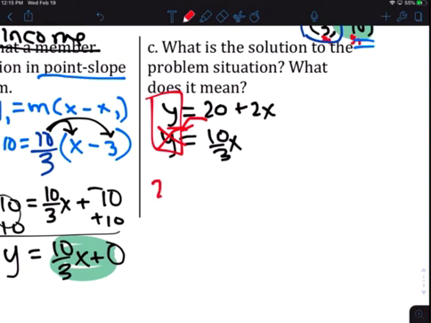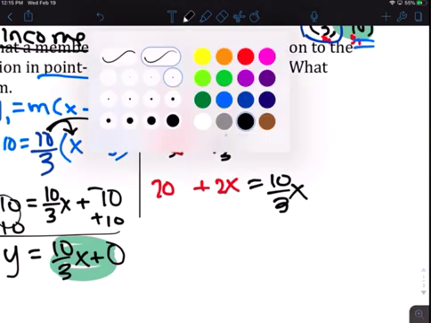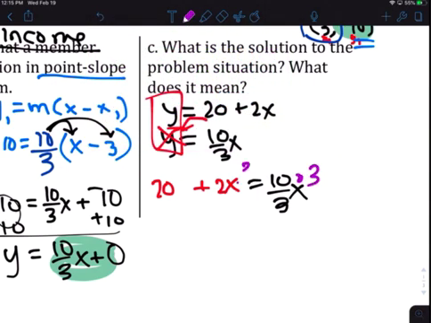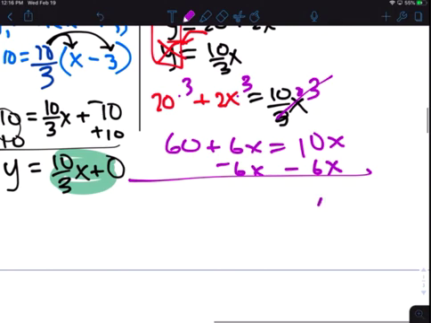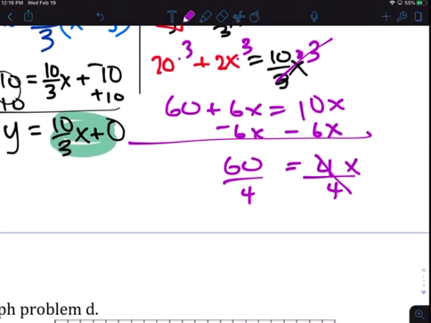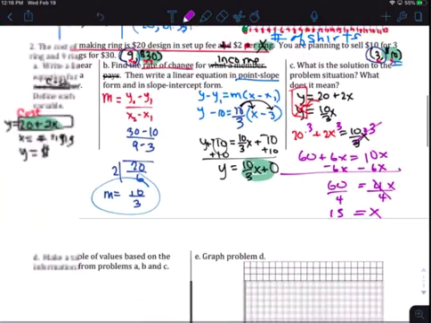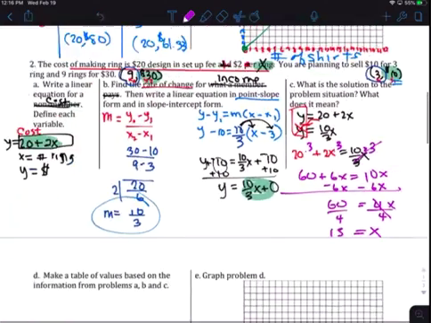That in there. So 20 plus 2x equal to that fraction of 10 over 3 x. We want to get rid of the 3 by multiplying it all by 3. 60 plus 6x equals 10x, minus 6x, minus 6x. 4x equals 60, divide by 4, and you get 15. So the solution is 15, x represents rings.